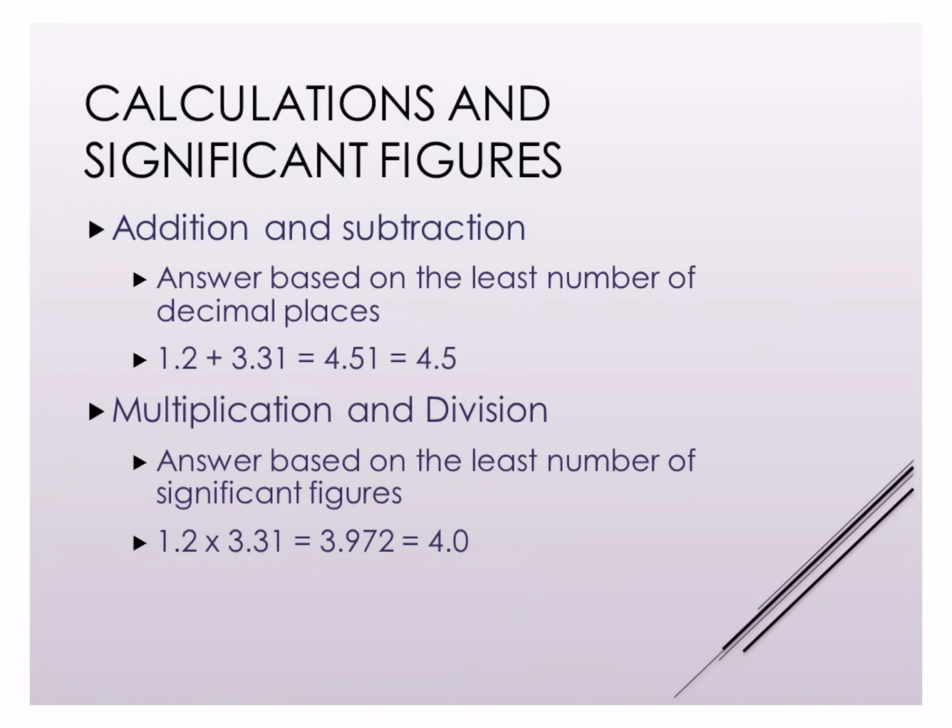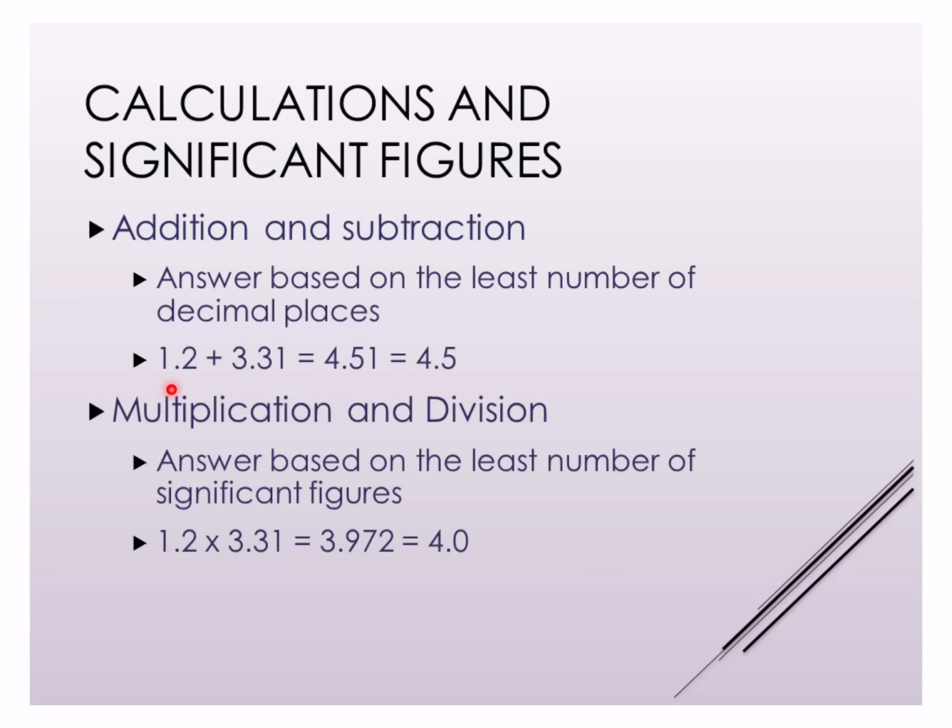And we're actually going to talk about 2 different sets of rules, one for addition and subtraction and one for looking at multiplication and division. So 2 different sets of rules for those. So first we're going to look at addition and subtraction. And what we do is we say, well, the answer is based on the least number of decimal places, not necessarily the least number of significant figures.